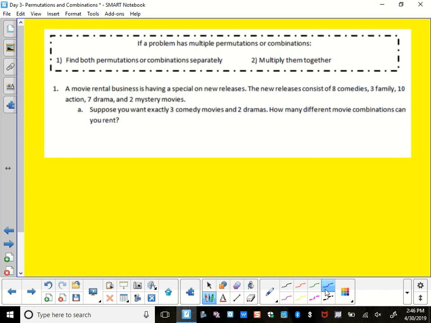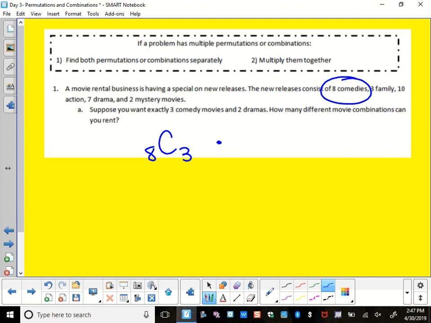So we are choosing, right? Notice that word choosing. The order does not matter, right? I can pick up one movie, then another. It doesn't matter, okay? So let's do the comedy movies first. I have how many possibilities for comedy movies? 8. We have 8. Good. It's right here. Okay, and I'm choosing how many? I'm choosing 3. Good. Then we're going to put a multiplication symbol in the middle.